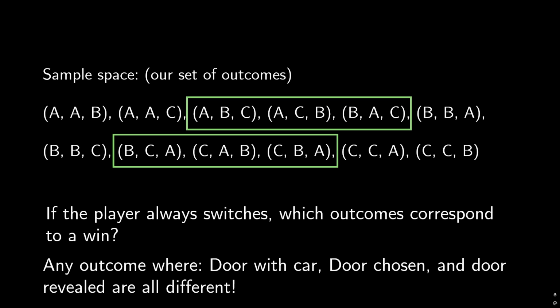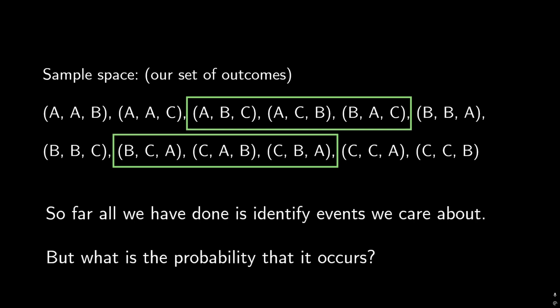So in our sample space, these are the 6 outcomes that we care about: any sequence of outcomes where the door with the car, the door chosen, and the door revealed are all different. So we're making progress. We know the set of outcomes that we care about. We now need to ask what the probability is that it happens. First we identified the events that we care about, but what about the probability that it occurs? So let's go back to the tree.